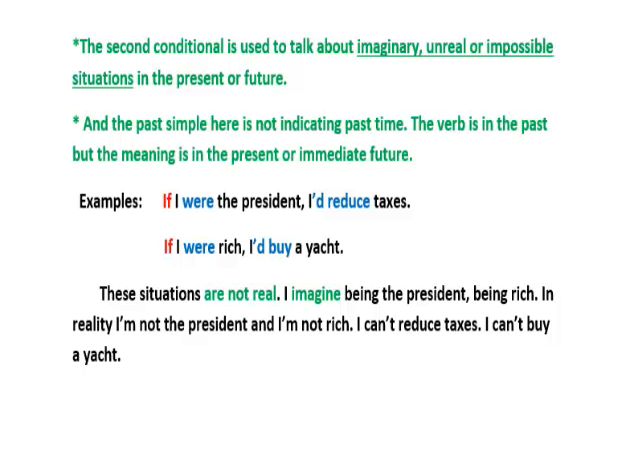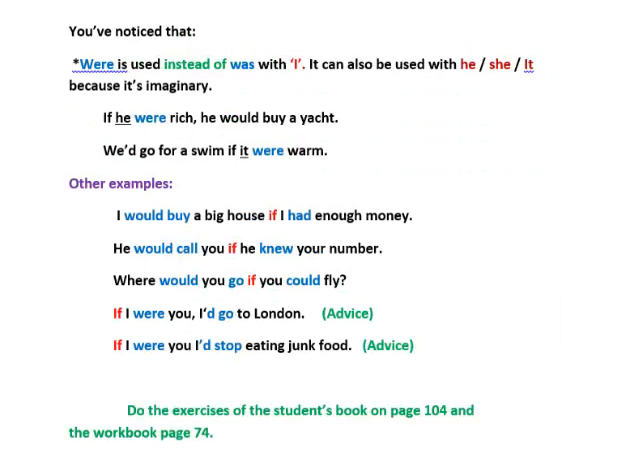If I were the president, I am not the president. I say if I were the president, I'd reduce taxes. If I were rich, I'd buy a yacht. Right? Imaginary. And you've noticed that I'm using were with I instead of was. Were is used instead of was with I in the second conditional. It can also be used with he, she, or it because it's imaginary, it's unreal. For example, if he were rich, he would buy a yacht. We would go for a swim if it were warm. If it were warm. You can see here that we can use were instead of was in the third person singular, he or it. And here with I, if I were rich.